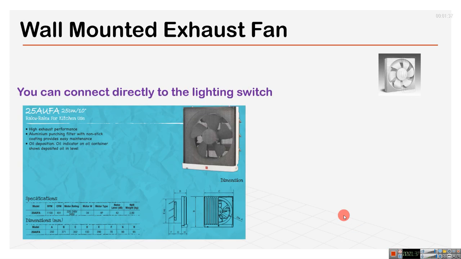When you select the wall mounted type, you can connect it directly to the lighting switch. When you switch on the light, the fan starts, or when you open the door, the fan will start. This is the KDH catalog. You can see there is the RPM of the fan, CFM, motor rating voltage, motor watt, motor type, noise level, and net weight.